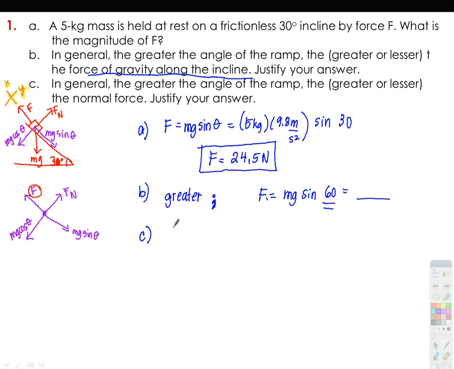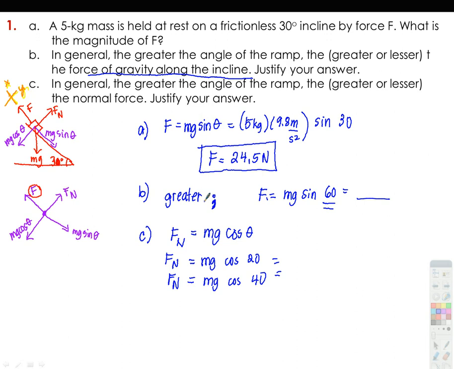For letter C, in general, the greater the angle of the ramp, the greater or lesser the normal force. Justify your answer. Okay, based on your pseudo-free body diagram, you will know that your Fn is directly proportional to or equivalent to mg cosine of theta. Okay, if you get several values of the theta, let's say you make it like mg cosine of say 20, and then mg cosine of let's say 40.